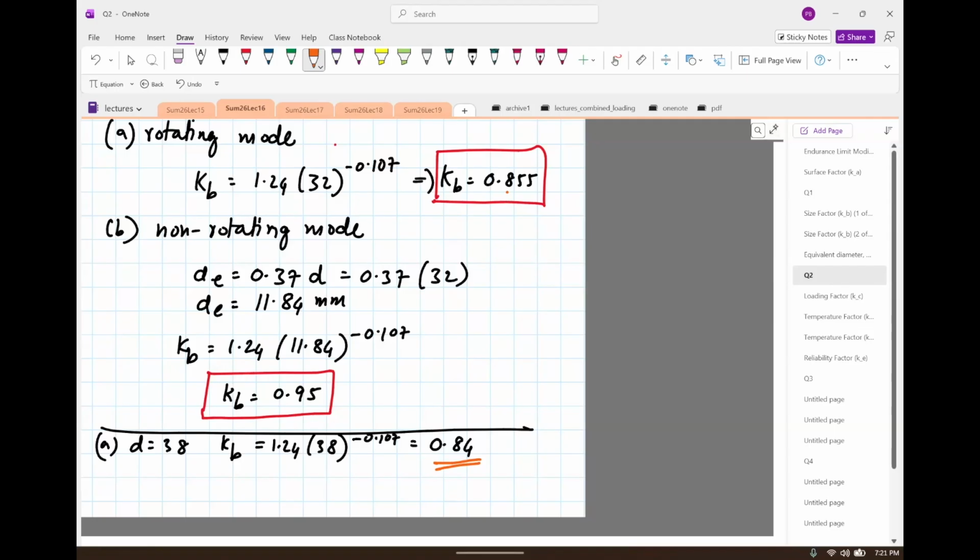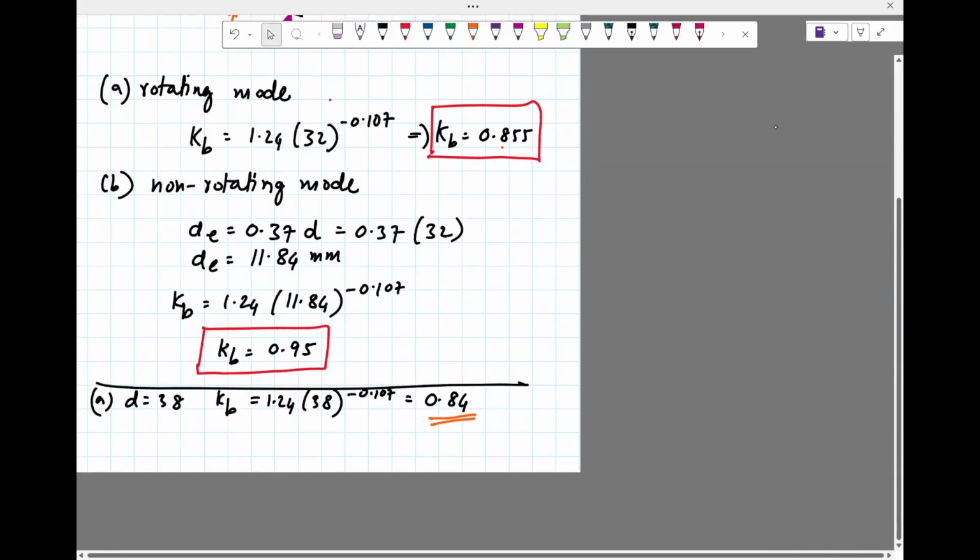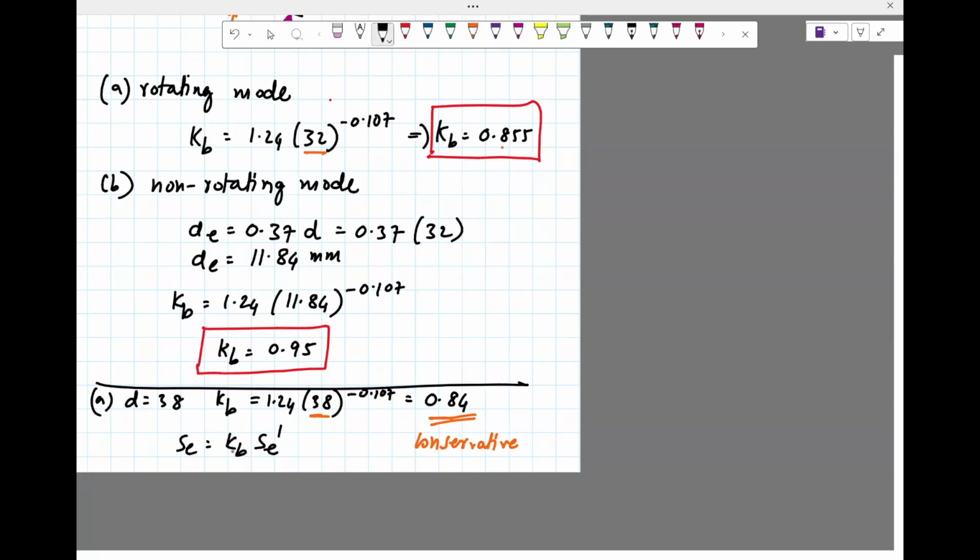So in this case, I should have done this calculation beforehand. I just assumed that the smaller value would give me a smaller KB, but it turns out that the larger D gives me a smaller KB. So this is going to be more conservative, right? Why? Because SE equals KB times SE prime. The smaller the value of KB, the smaller SE is going to be, and smaller KB means conservative. So in this case, I happened to choose a less conservative value. It's not a big difference, 0.855 versus 0.84.